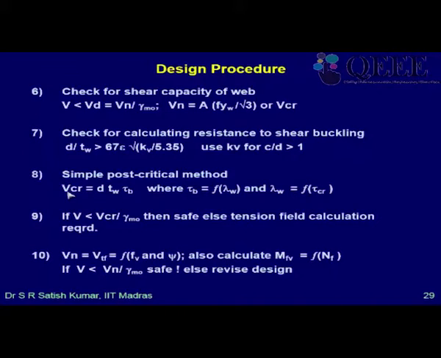Otherwise, either you can go for tension field calculation, or you have to reduce the stiffener spacing, or you can increase the web thickness. One of the three, until you get a safe design. So the web has to come out safe under the shear that is coming on the web. That completes the cross section design for a plate girder. So 10 steps are there.